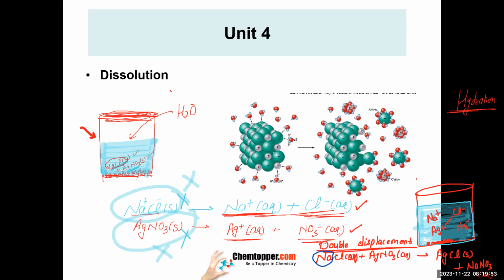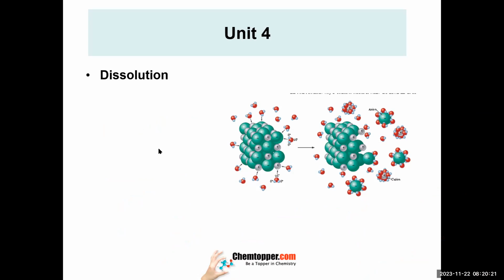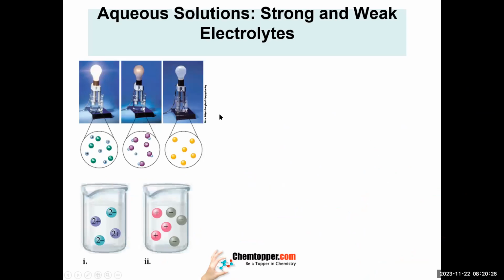Lisa is saying, yeah, very good. Na is replacing Ag, right? They are replacing each other. Na is going to NO3 and Cl is replacing NO3. So they are interchanging their places. Yes, right, Naisha. Good. So we are going to learn this more in depth. Now let's come to very simple understanding after dissolution. This slide is actually for dissolution only, meaning of the dissolution. Now we are going to learn electrolytes.